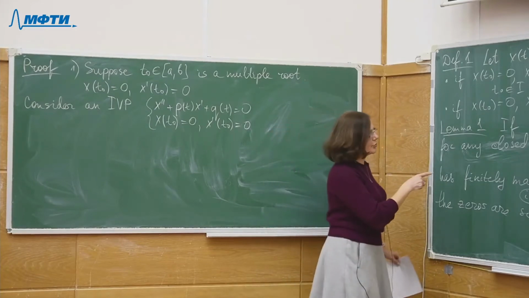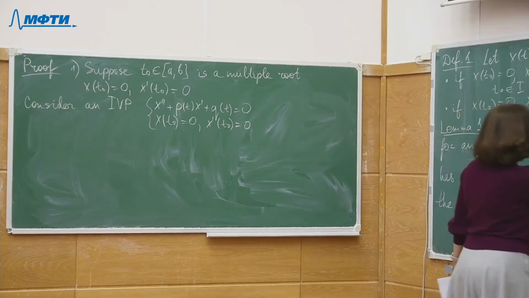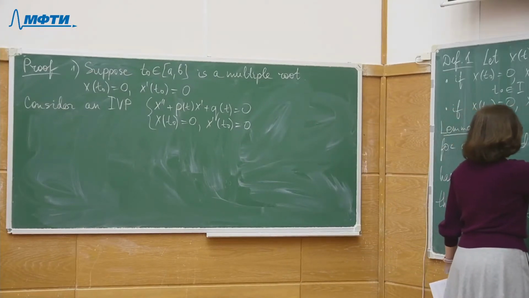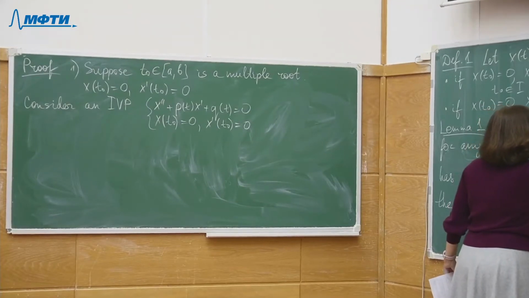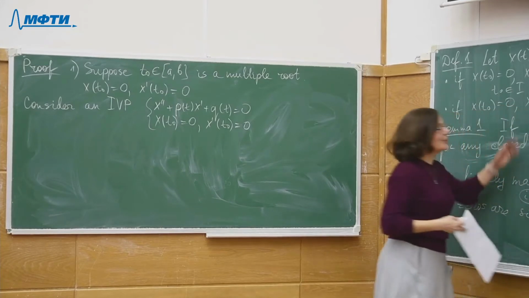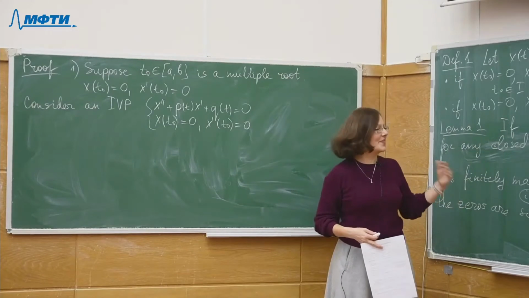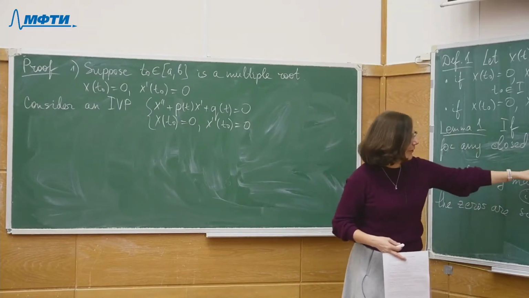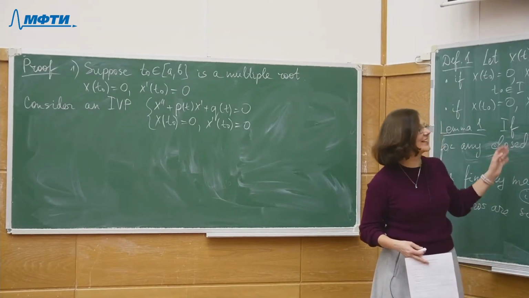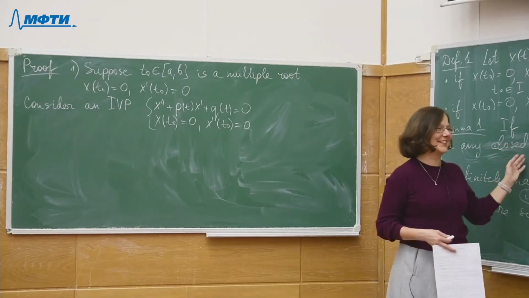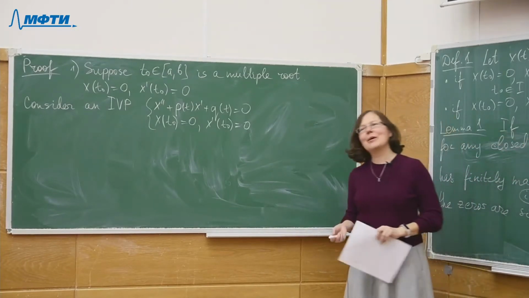Okay, so I should add something. We consider a non-trivial solution. If the solution is trivial, so this means that x of t is identically 0, then all the points of this segment will be multiple zeros, of course, not finitely many, all the points will be zeros. So we speak about a non-trivial solution.